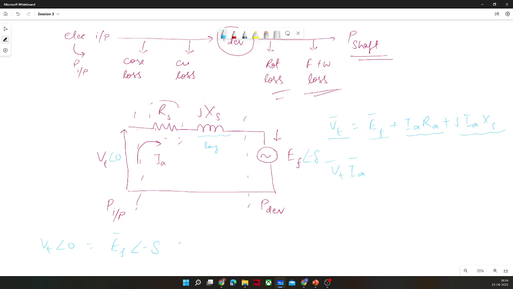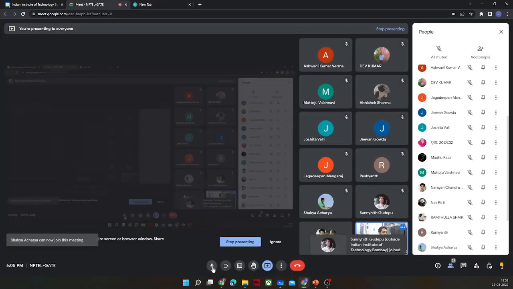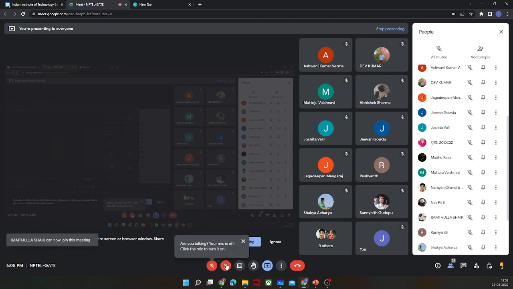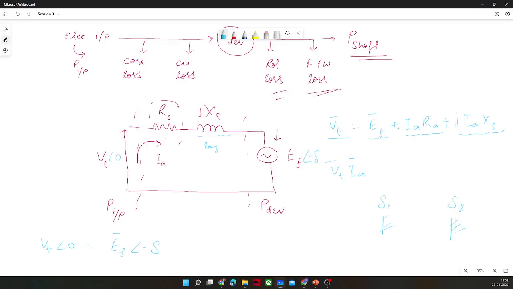Since Ef is at the lower angle, when power is flowing from one end to the other end, delta 1, delta 2. Just give me a minute, guys. Excuse me. Okay, so I will resume here.